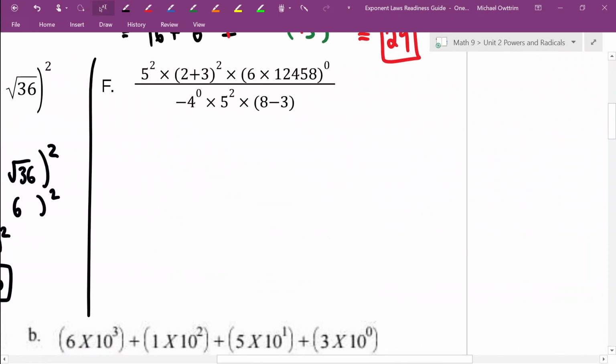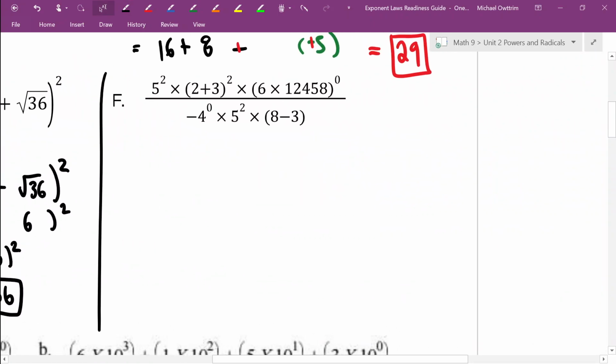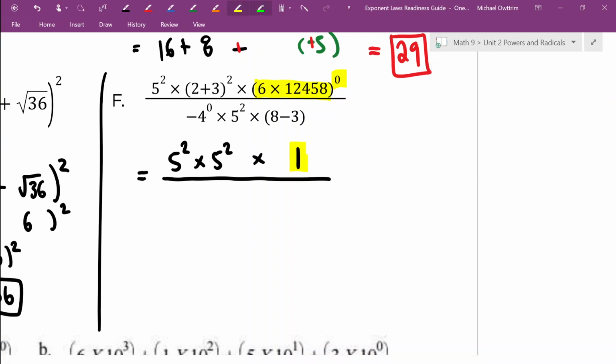Okay, and this last one here, again, looks pretty ugly, but there are some tricks in it. For the first thing, I know that this thing has an exponent 0 on it, and anything exponent 0 on it is 1. So that part of my fraction will be nice and easy. Okay, I do know that 2 plus 3 is 5, so that's going to be our 5 squared for that part. On the bottom, again, I do know that anything exponent 0 is 1, but I do have that negative coefficient in this particular question.